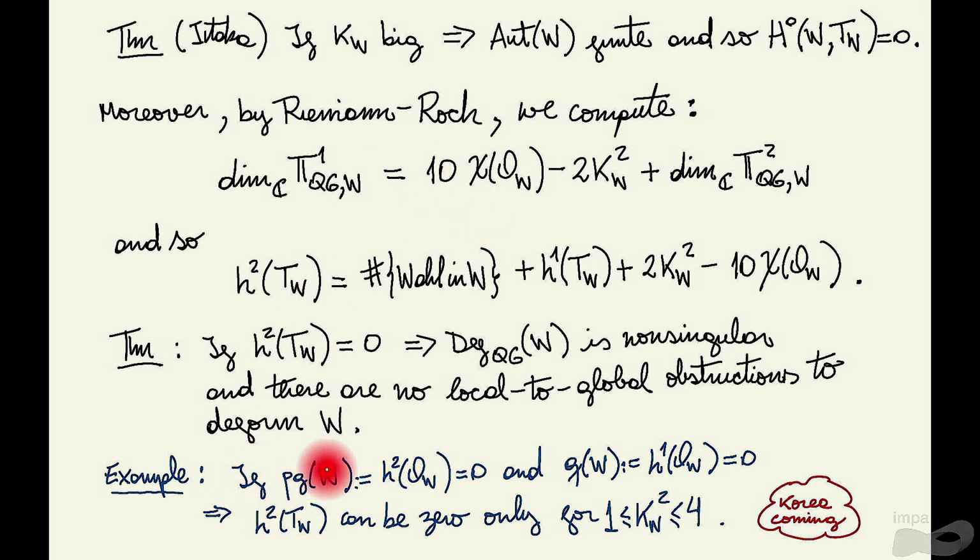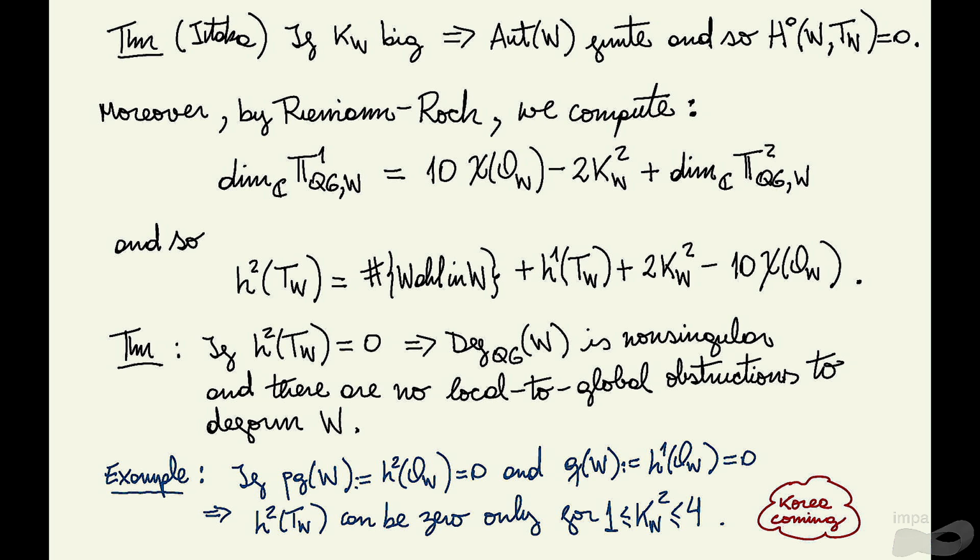So for example, when p_g, which is the H2 of O_W, is 0, and q, which is the H1 of O_W, is 0, then this H2 of T_W can be 0 only in this interval. And why is that? It's because of this formula. You know, this number here is positive, and the K squared, so say that I want a K squared positive. K squared in these deformations that are Q-Gorenstein is constant.